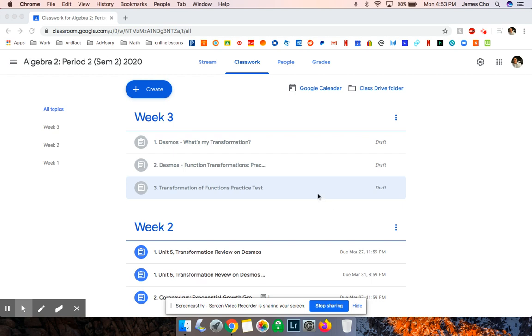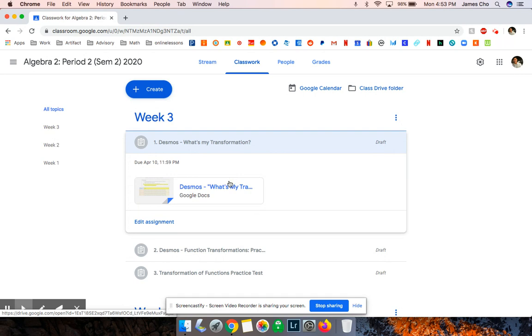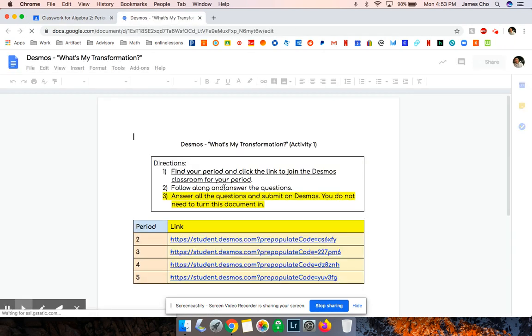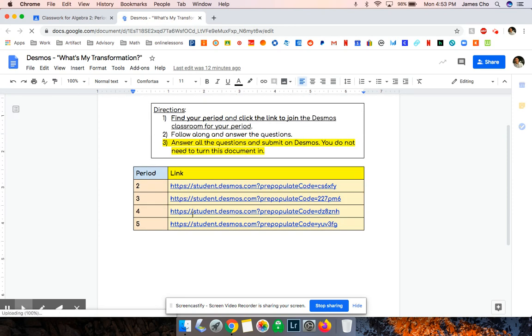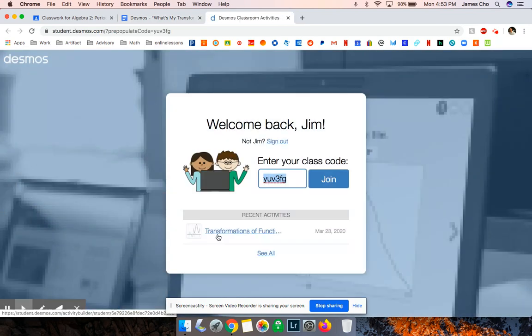Hey guys, so I'm going to show you how to do the first Desmos activity. If you go into week 3 and click on Desmos, what is my transformation, you will find the links. So go ahead and find the period that you're in and the code. Click the link, it'll take you directly to the site.